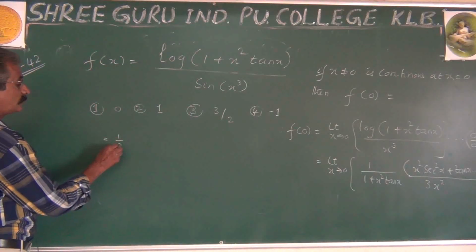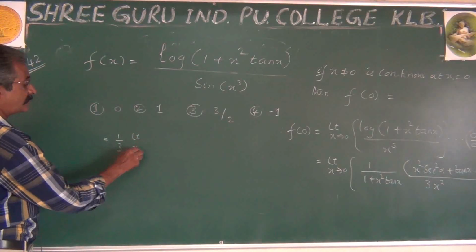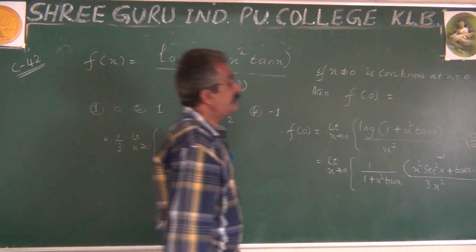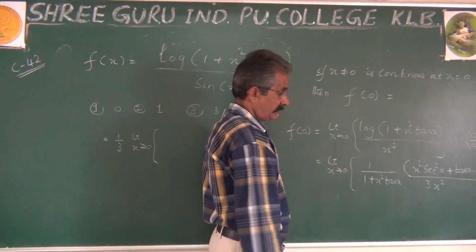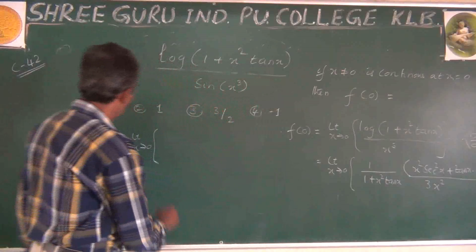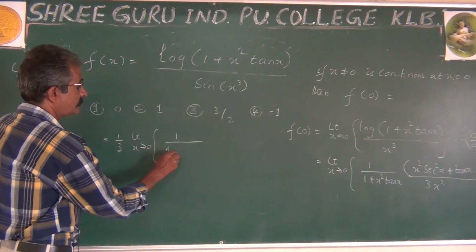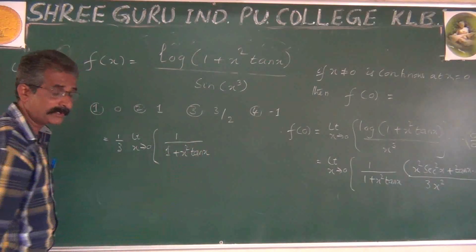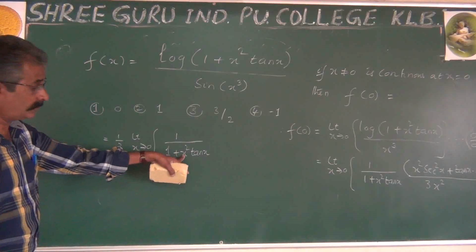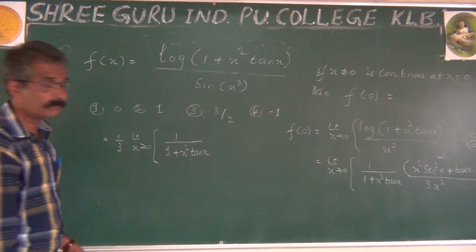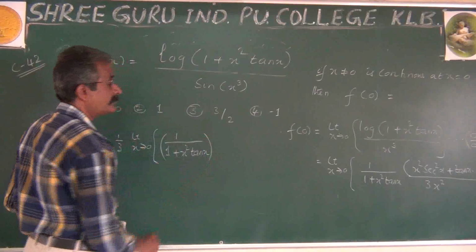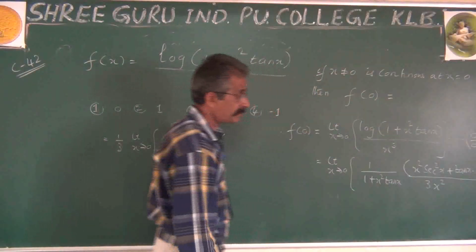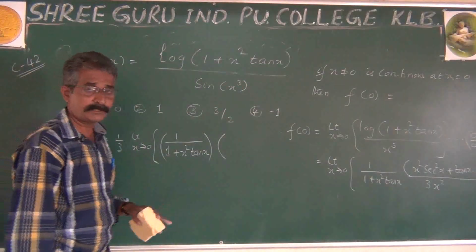One by 3 total multiply, limit extending to 0. See my adjustments: I will not disturb this, 1 by 1 plus x square tan x, not disturbed at all because this doesn't come under 0 by 0 form. Even when x is 0, 0 plus 1, 1, 1 by 1, 1. So don't disturb it. And here we shall break x square because it is just like a plus b by c, a by c plus b by c.